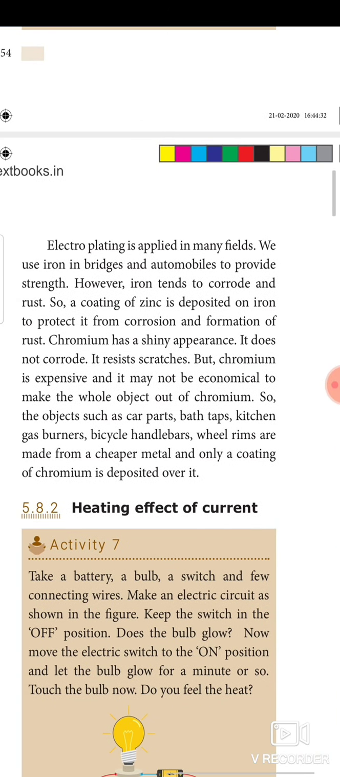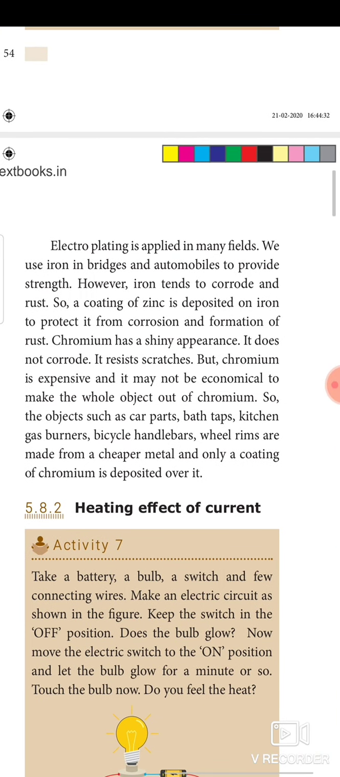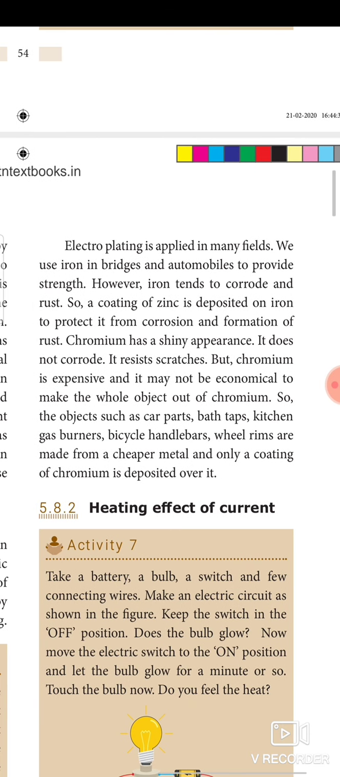We use iron in bridges and automobiles to provide strength. However, iron tends to corrode and rust. So a coating of zinc is deposited on iron to protect it from corrosion and the formation of rust. Chromium has a shiny appearance. It does not corrode. It resists scratches, but chromium is expensive and it may not be economical to make the whole object out of chromium.